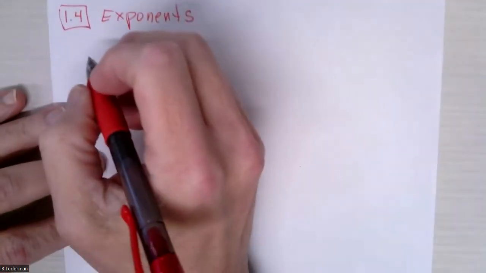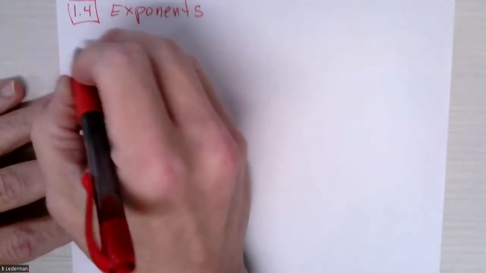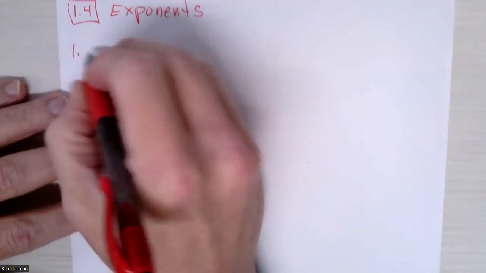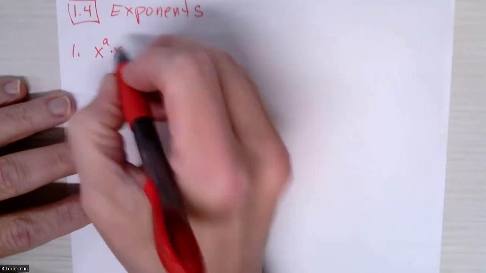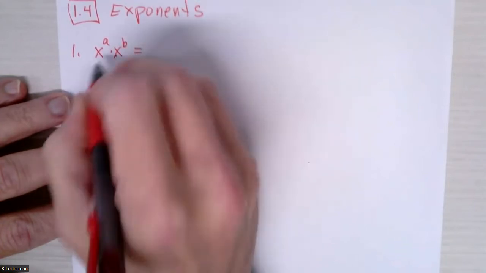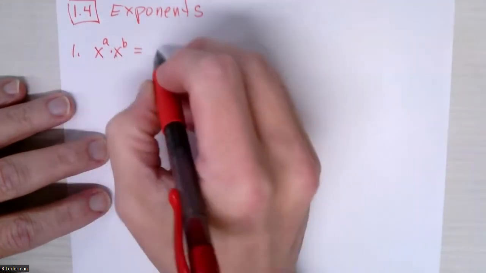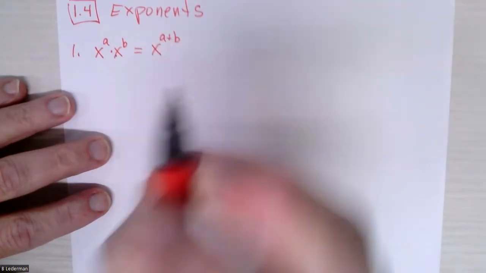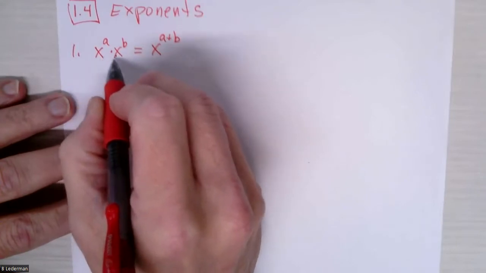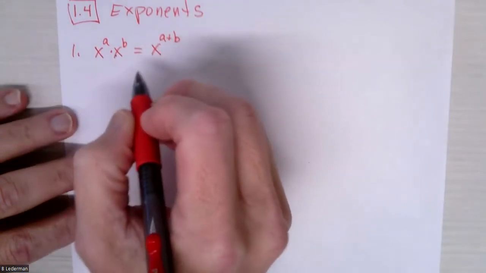Hey everybody, we're going to continue in our chapter one review, and we'll do now just exponents. We'll start with a couple of exponent laws. Number one is that x to the a times x to the b. In other words, when I multiply two exponent numbers, I add the exponents. This is all assuming you have the same base. The base is all the same.